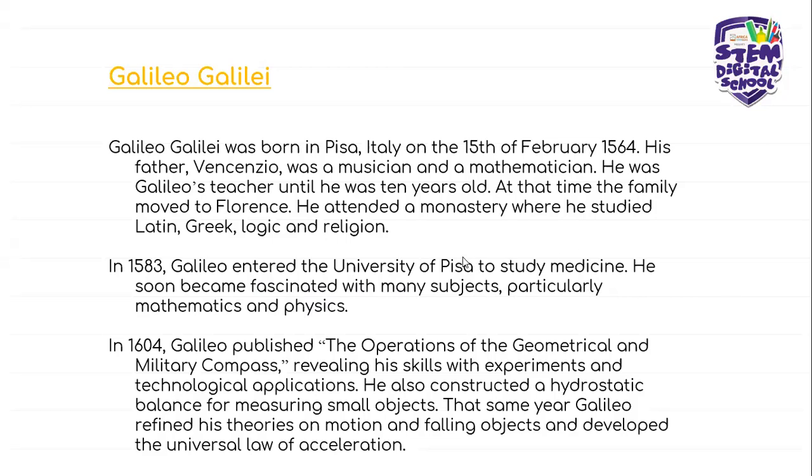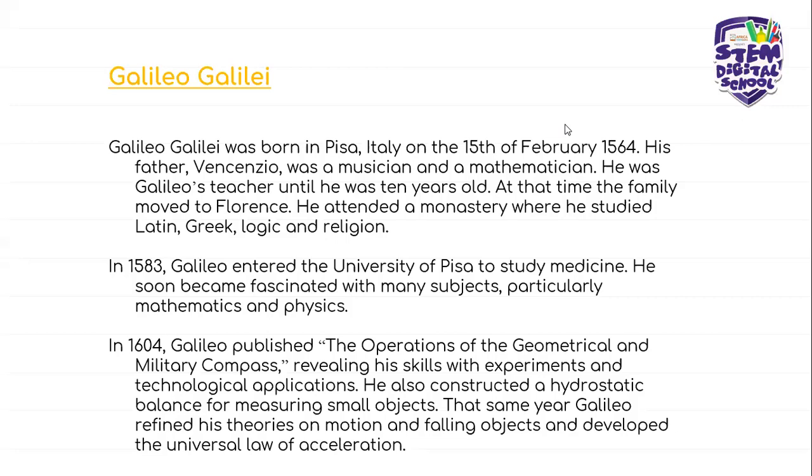In 1604, Galileo published the operations of the geometrical and military compass, revealing his skills with experiments and technological applications. He also constructed a hydrostatic balance for measuring small objects. That same year, Galileo refined his theories on motion and falling objects and developed the universal law of acceleration.